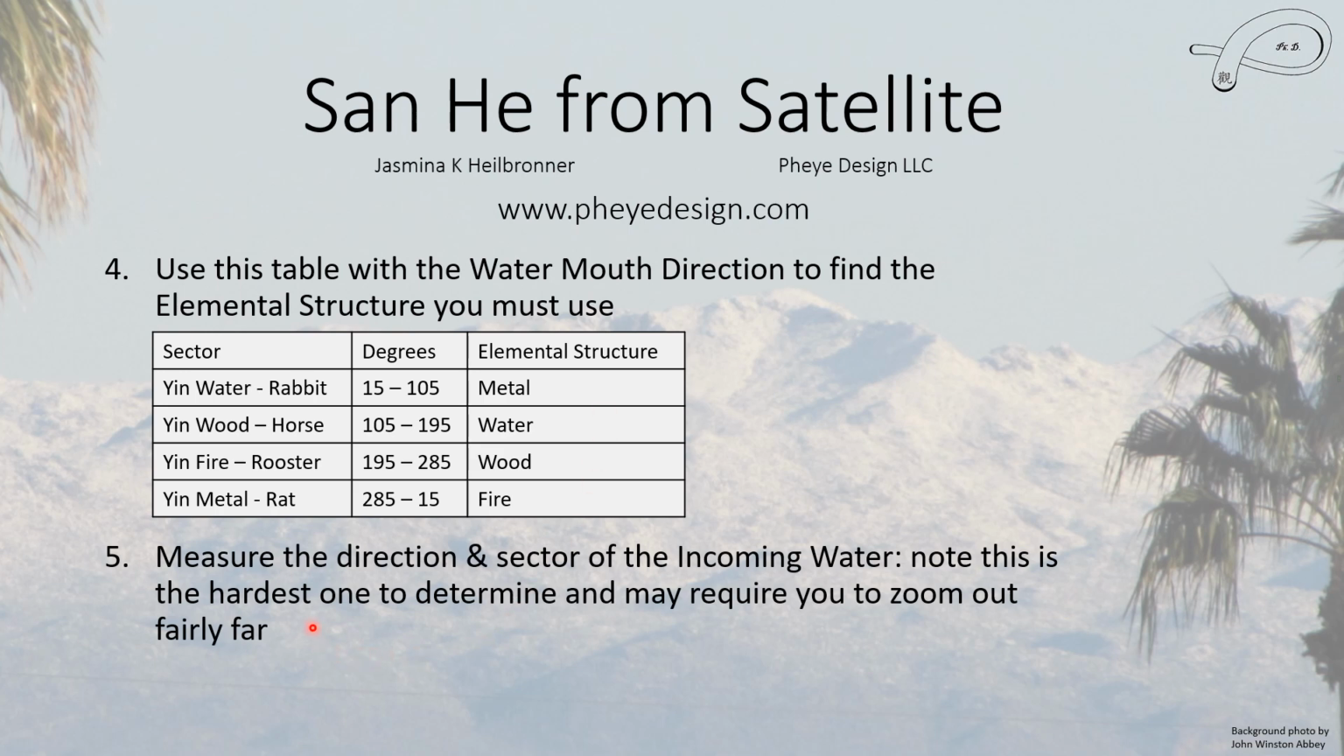Once you have that done, then you look at the direction and the sector of the incoming water. And like I said, this can often be the hardest thing to determine, and it might require you to zoom out fairly far to see it, but you can do this. And sometimes you have to have a certain scale of zooming for your water mouth and a different one for the incoming water. And if that's the way it is, that's the way it is. It's fine.